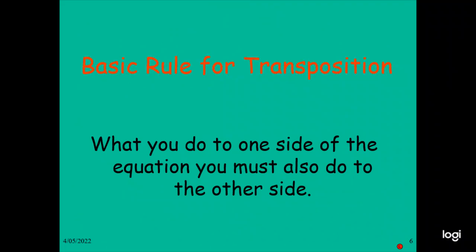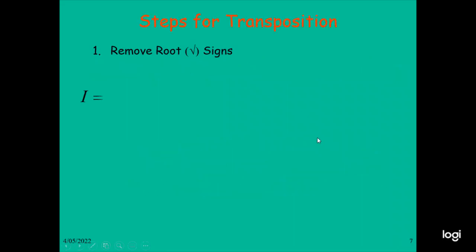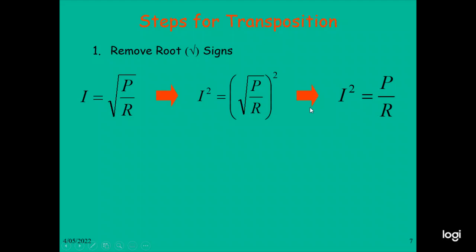This is the rule of transposition: whatever you do to one side of the equation, you must also do to the other side. In this case, remove the square root. To remove the square root, you have to square both sides. So I square equals P by R, and I equals the square root of P by R. Z is the square root of R square plus X square. In this case, square both sides: Z square equals R square plus X square.